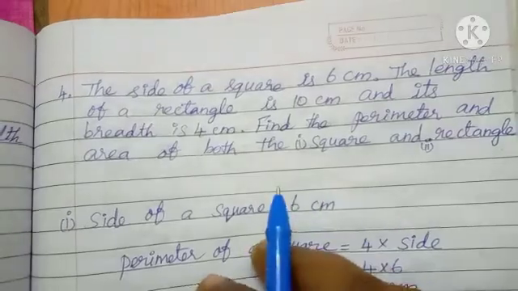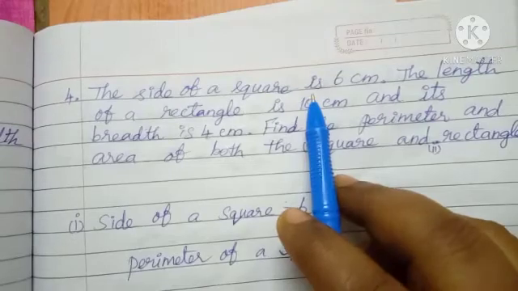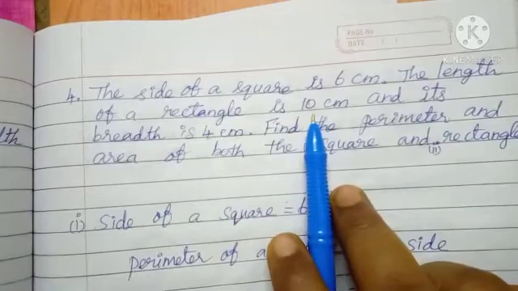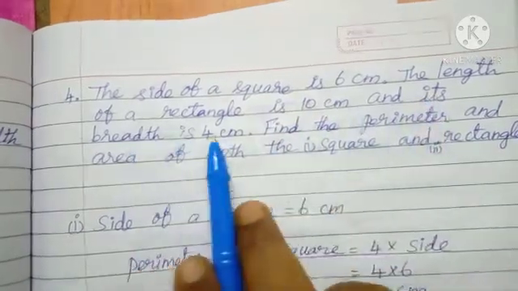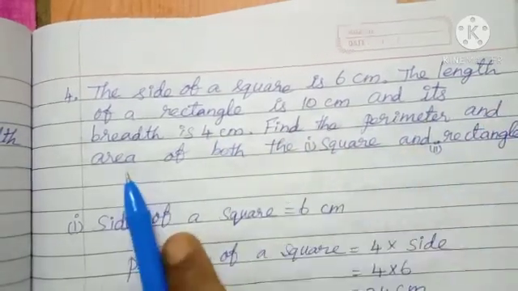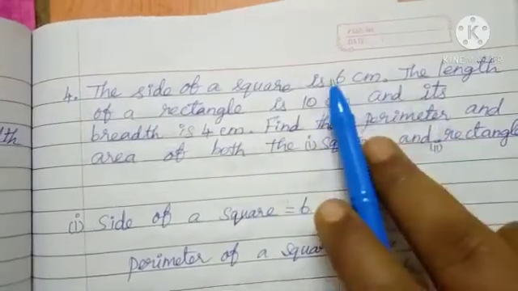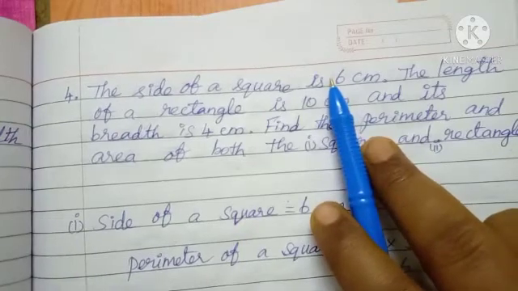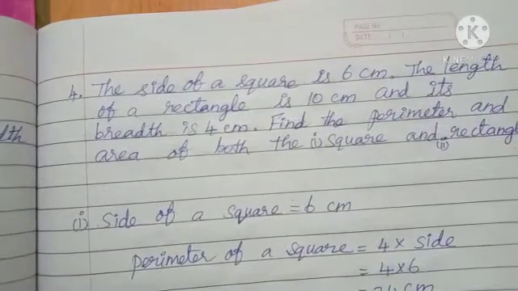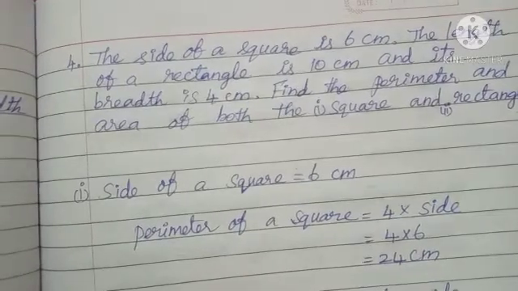This is the fourth sum. The side of the square is 6 centimeter. The length of the rectangle is 10 centimeter and its breadth is 4 centimeter. Find the perimeter and area of both the square and the rectangle. For the square, only one side value is given to you. First you find the perimeter and area. Already you learned the formula. Exercise number 1.1 and 1.2 is asking here.